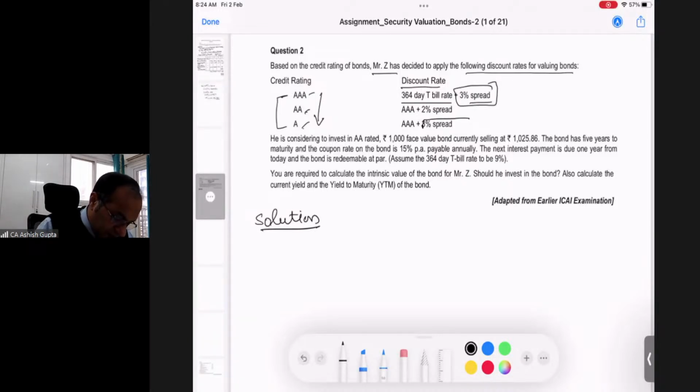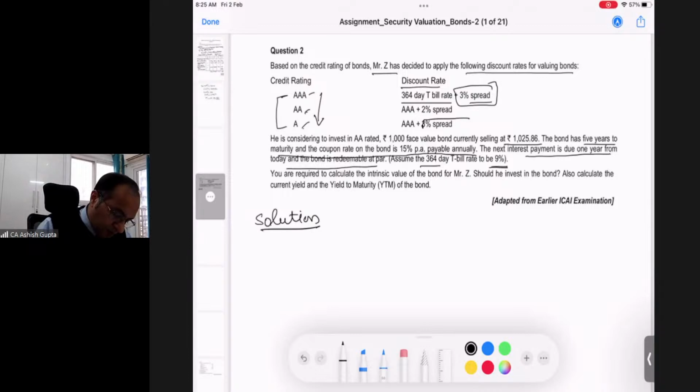Okay, I am just reading. He is considering to invest in a bond whose face value is selling at this much. The bond has a 5 year maturity and a coupon rate of 15% annually. The next interest payment is due a year from today. The bond is redeemable at par, and here it is returned 2%.